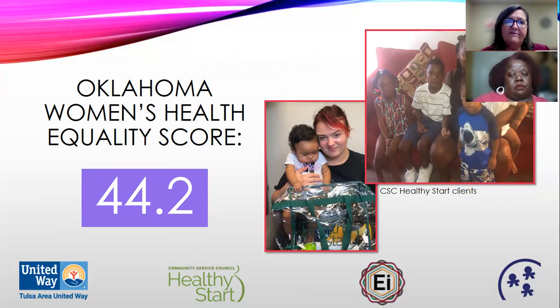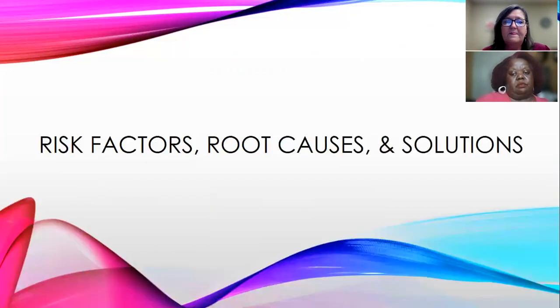So together, these 11 indicators of women's health produce an equality score of 44.2 out of 100. This score reflects the extent of inequality among different population groups in Oklahoma in the area of maternal and child health. So now we're going to dig into both individual and systemic risk factors that directly contribute to these disparities, and root causes that underlie and drive these and many other disparities experienced by population groups in Oklahoma. Then we'll shift to potential solutions.